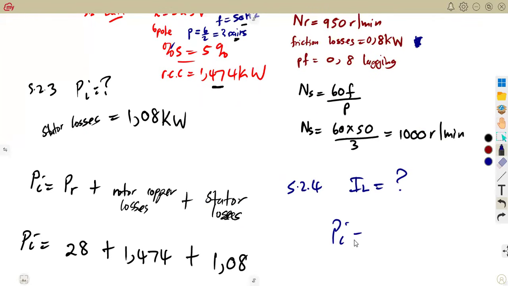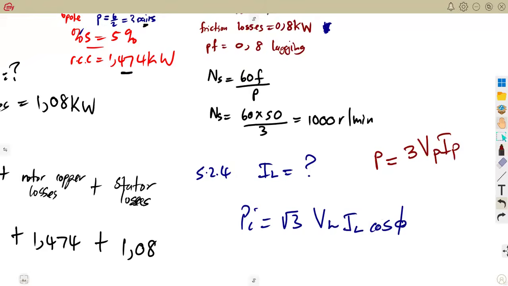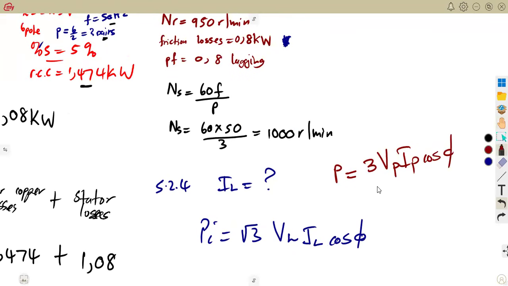So from the input power, a three-phase, how do you calculate power? That will be the square root of 3 times the line voltage times the line current times the power factor, which is cos phi. Take note, these are not phase values. If you are dealing with phase values, that is where we calculate your power as 3 times the phase values.